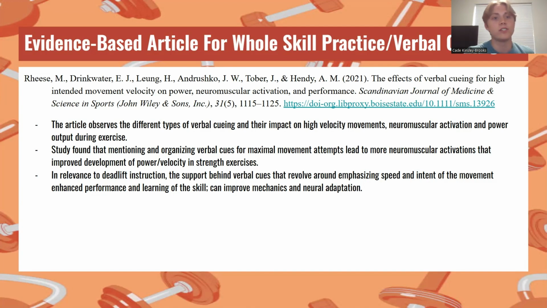So in relevance to our deadlift instructions, the support behind the verbal cues that revolve around emphasizing the speed and intent of the movement enhance the performance and the learning of the skill, which can improve mechanics and neural adaptations down the line. All right, and then that was the end of our presentation.